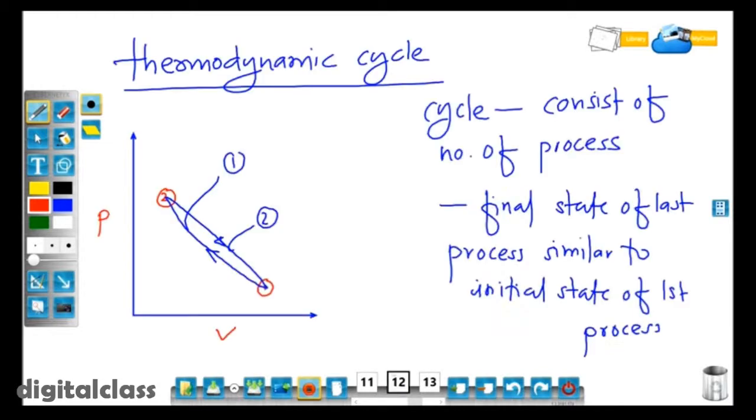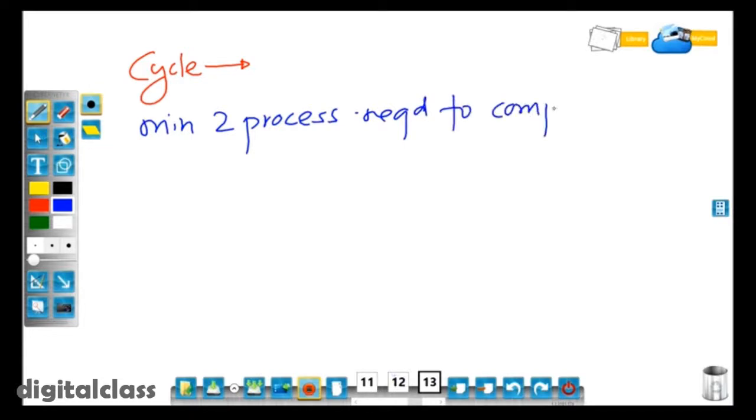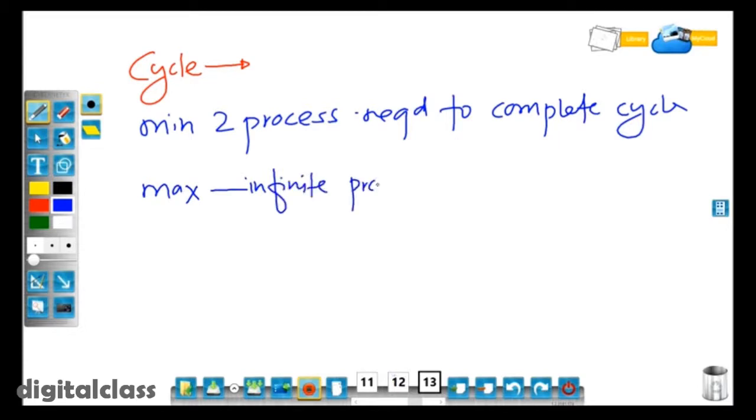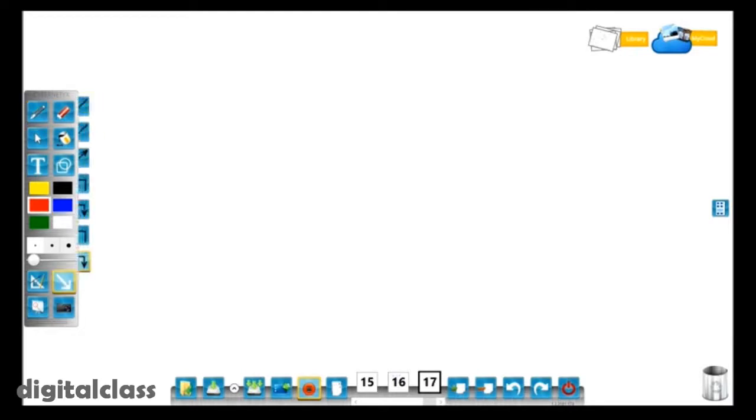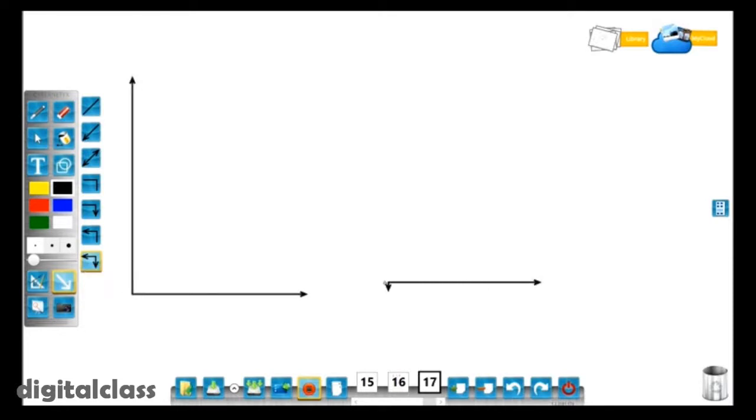So the enclosed region is nothing but the cycle, that is a closed loop. For a cycle, a minimum of 2 processes are required to complete one cycle, and the maximum may be infinite processes. So this is a PV and TS diagram.